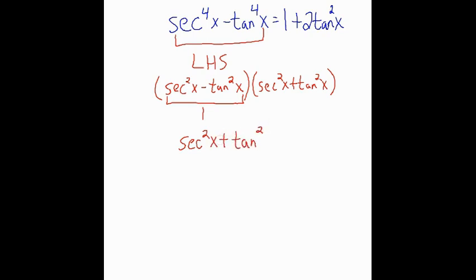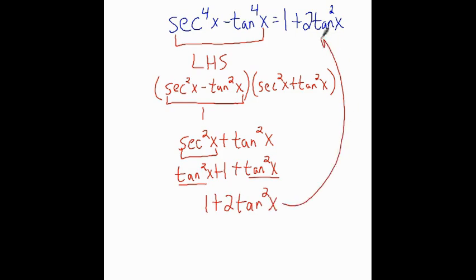Now, I can take this part and I'm going to substitute in its Pythagorean identity, so that'd be tangent squared x plus 1, and then I still have this other tangent squared x, and I have this plus. This is 2 tangent squared, giving me 1 plus 2 tangent squared x, and I am done.